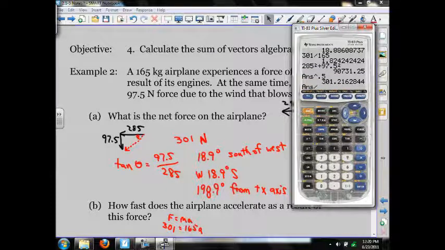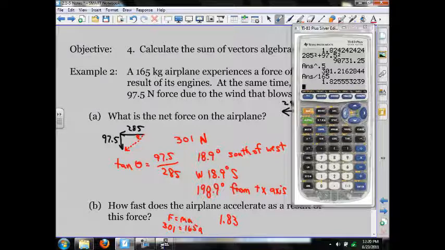Now divide that number by 165. And notice in this case, it's probably not a big deal. It's 1.82, 1.83. But sometimes rounding multiple times throughout the problem is going to mess up the final answer. 1.83.